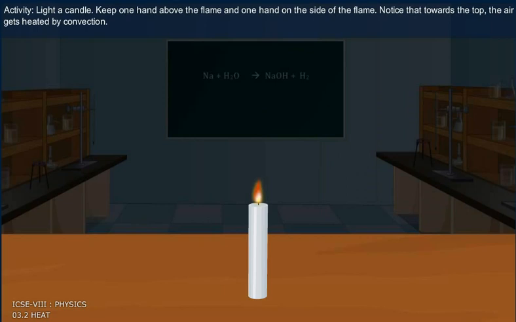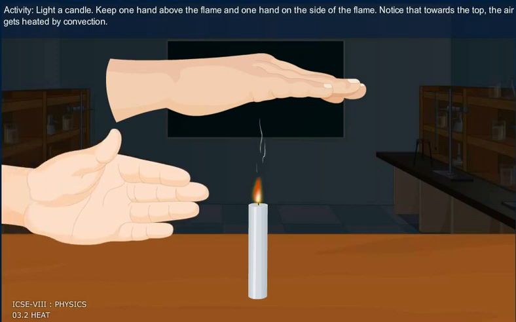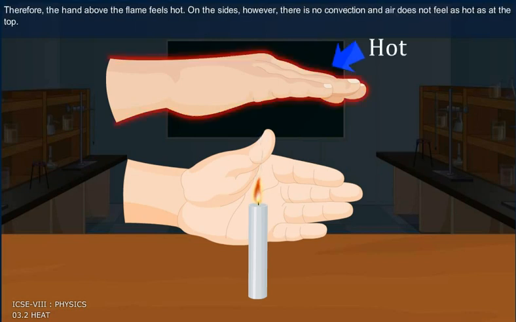Activity: light a candle. Keep one hand above the flame and one hand on the side of the flame. Notice that towards the top, the air gets heated by convection. Therefore, the hand above the flame feels hot. On the sides, however, there is no convection and air does not feel as hot as at the top.